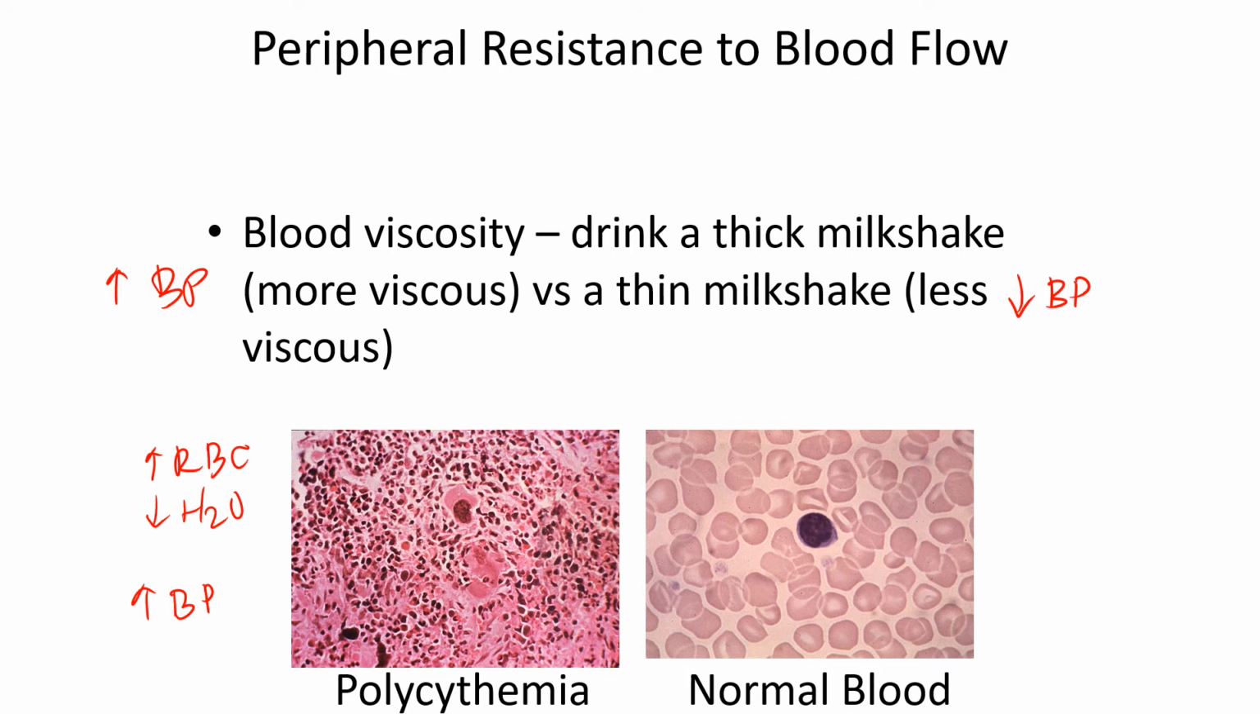Viscosity is dependent upon 2 things: how much water you have in your blood plasma and how many red blood cells you have to circulate. Anything that alters your water content or your red blood cell population can either increase your pressure or decrease your pressure.